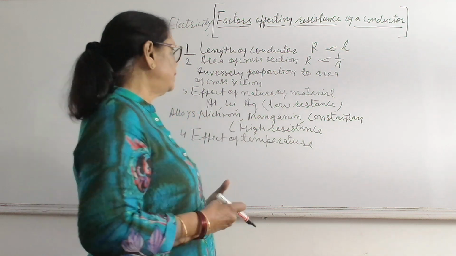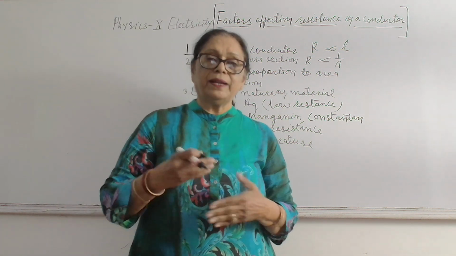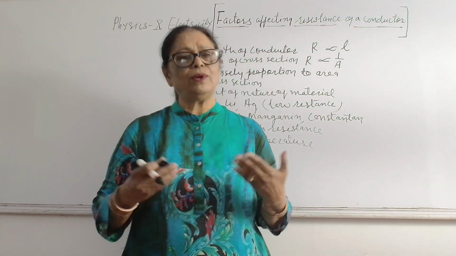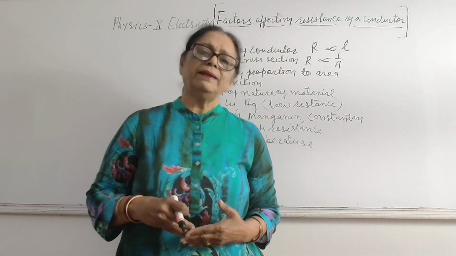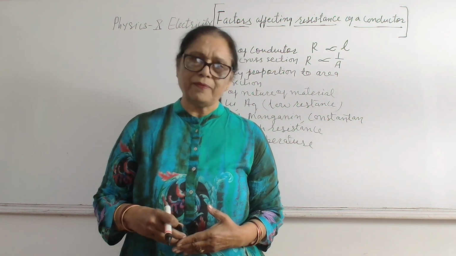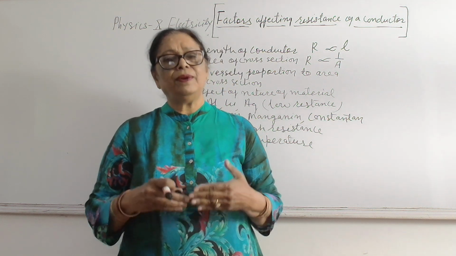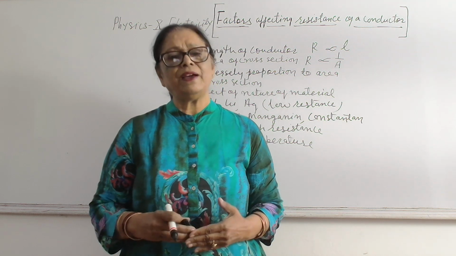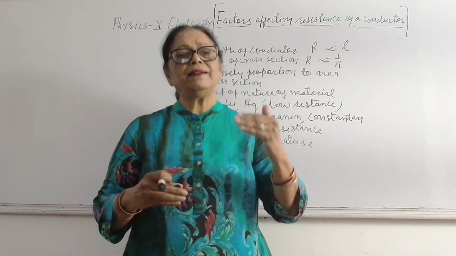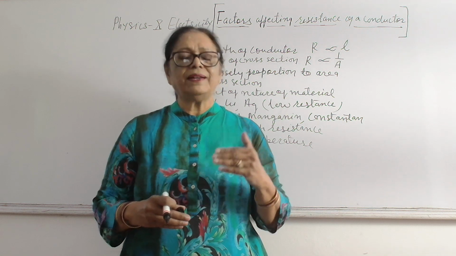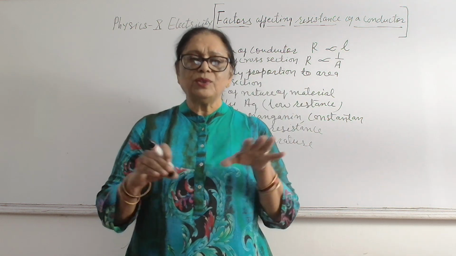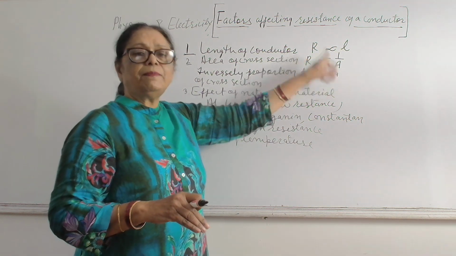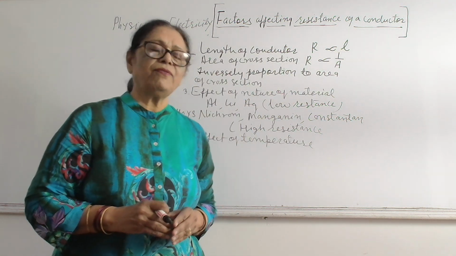How to explain it? If you double the area of cross section, then resistance will become half. And if you make the area of cross section half, then the resistance of the conductor will become double. So this relationship is known as resistance is inversely proportional to the area of cross section.